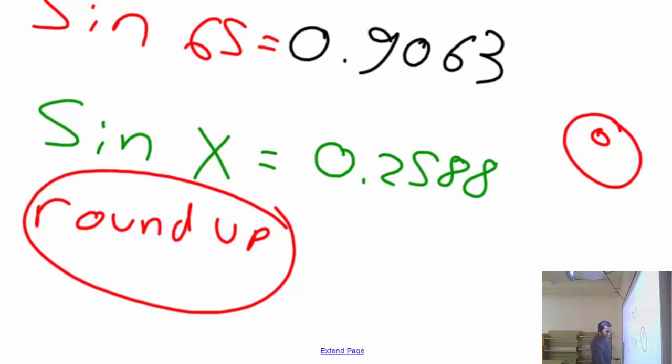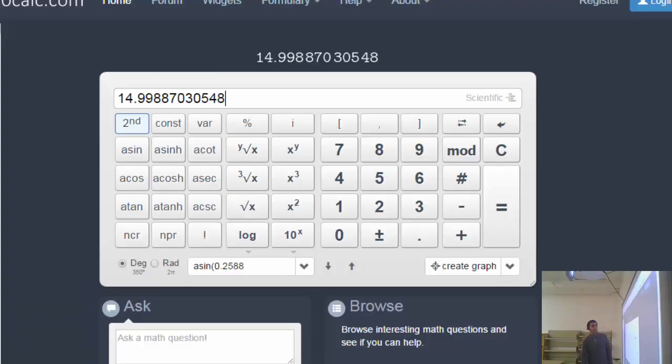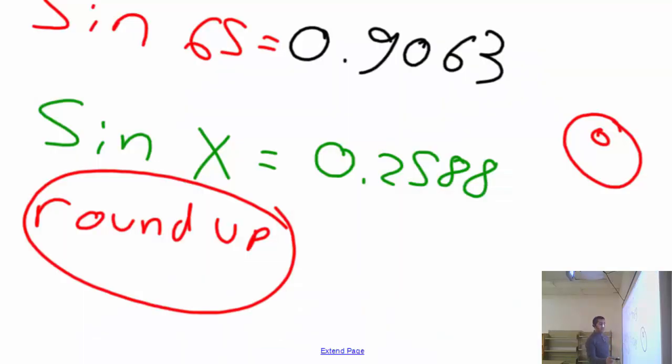And when I go back to my calculator, I see that... just look at the first digit that comes after the decimal, which is 9. That's more than 5, so you have to give 1 extra. That will give you 15. So the x will be 15.